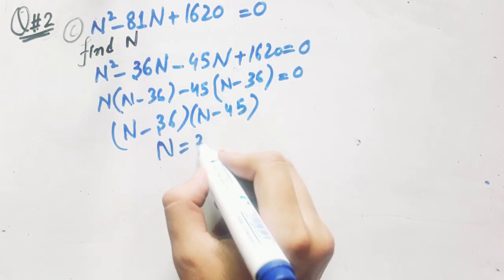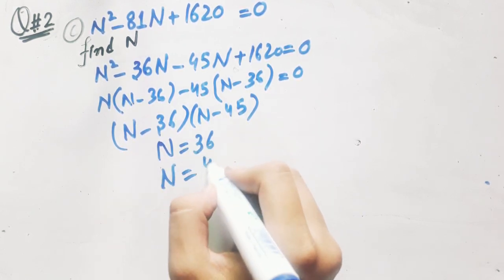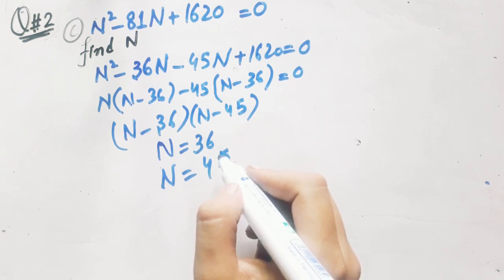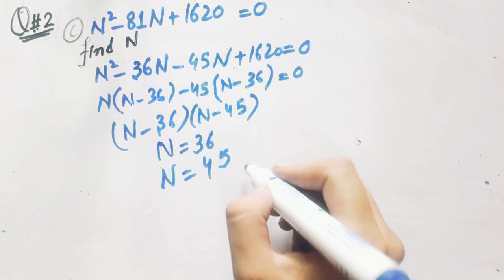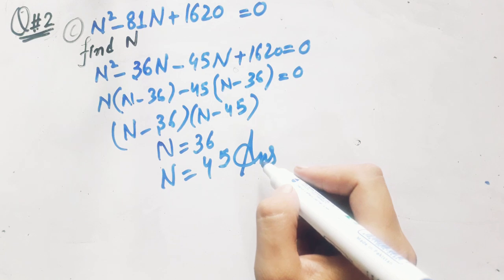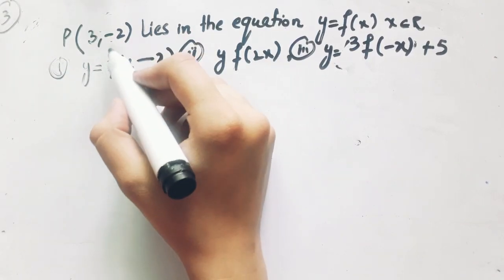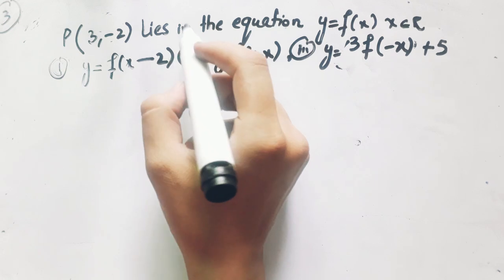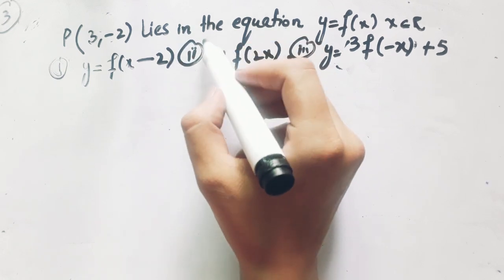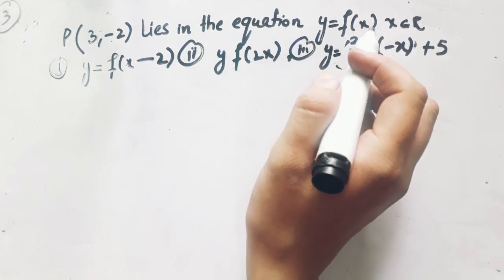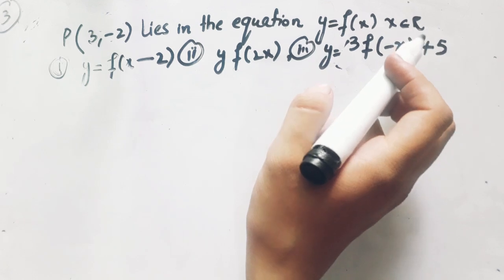N is equal to 36 and n is equal to 45. So this will be the answer. Now we will solve the next question. Now the next question is: the point P (3, -2) is given, and a line with the equation y is equal to f of x, where x belongs to R.